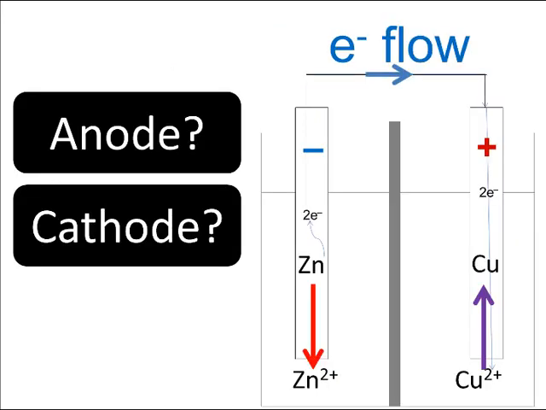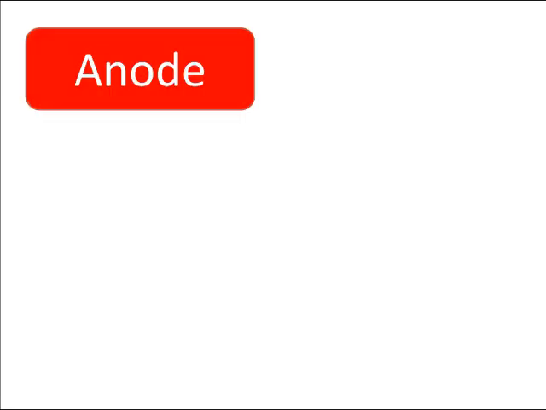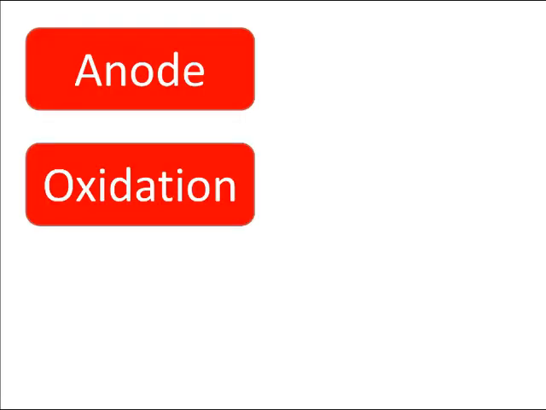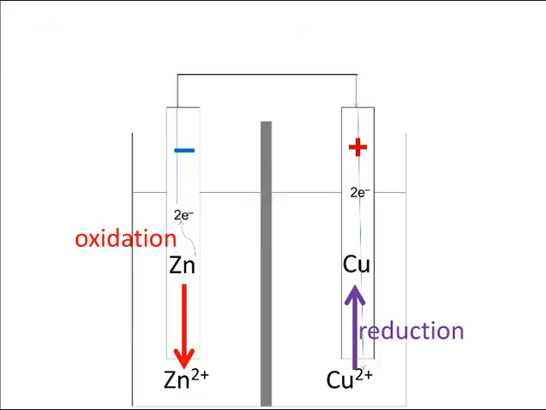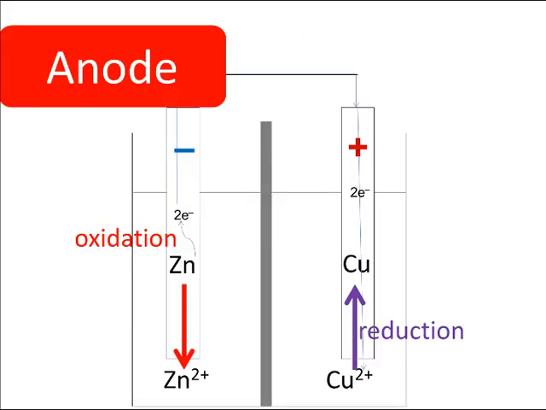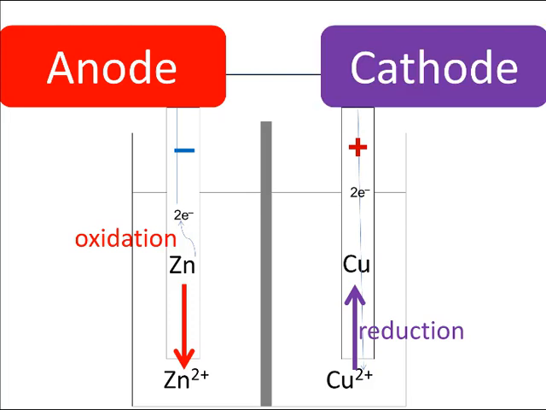Now, which electrode is the anode and which is the cathode? Anode is the electrode where oxidation happens. We remember that by each beginning with a vowel, and cathode, the one where reduction happens. So in this case, the negative electrode must be the anode because oxidation happens there, and the positive electrode must be the cathode because that's where reduction happens.